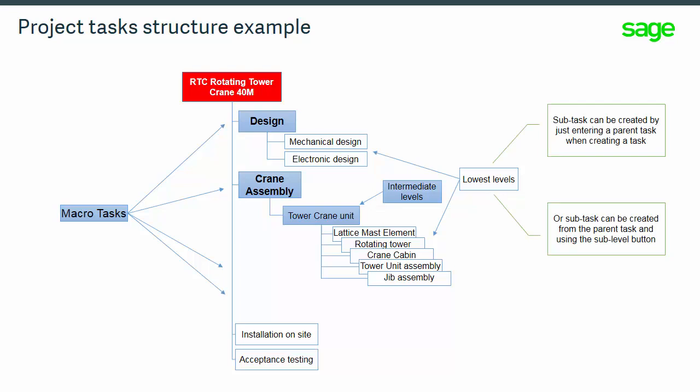By using intermediate levels, we can split the assembly activity into smaller tasks such as assembly of the tower unit and assembly of the jib. By definition, these intermediate tasks have the macro tasks as their parents.